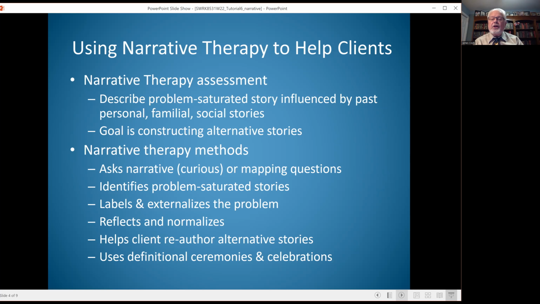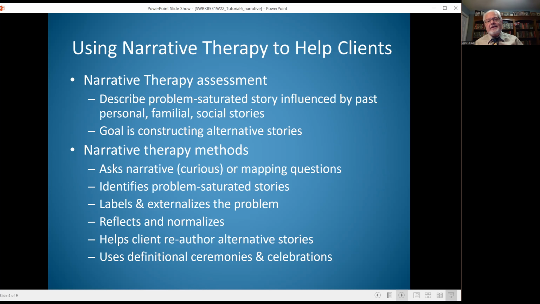And in order to help the client reauthor alternative stories, it's a matter of them finding the story. Again, it's not about the worker trying to find a story that's going to fit for the client. It's about the client identifying that, and you use the same process to identify that story as you used to identify the problem-saturated story. You talk about asking curious questions. What has happened in your life that didn't fit that? What has happened when He-Man isn't around? What are some other stories that explain what is happening then? And when did that happen in your life?